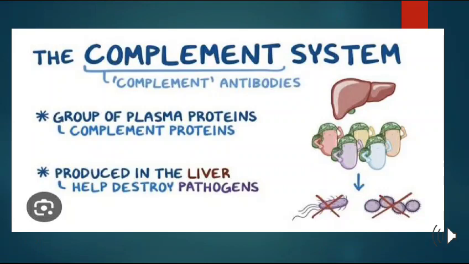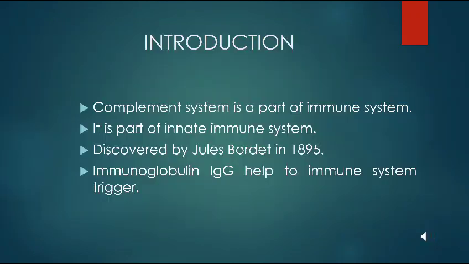The complement system consists of over 30 proteins produced by the liver and found circulating in the blood serum and within tissues. The complement system is a part of the immune system that enhances the ability of antibodies and phagocytic cells to clear microbes and damaged cells from the organism and promotes inflammation. It is a part of the innate immune system.